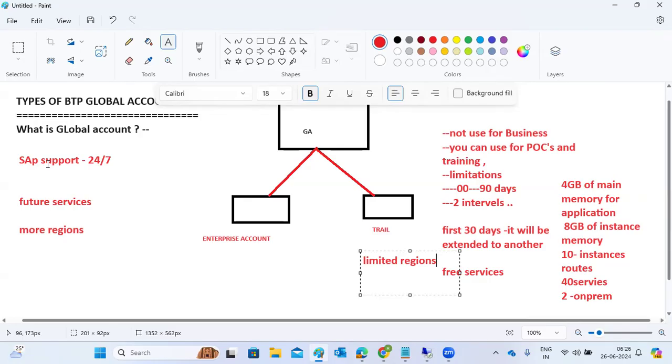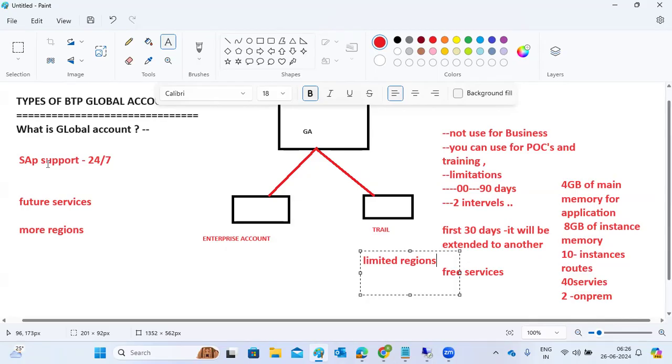There are many benefits to using the enterprise account, but normally we cannot get this enterprise account easily. Either through credit card authentication, or when we talk to SAP, SAP will provide this enterprise account based upon the organization, whether you are a partner or a customer of SAP. Only those accounts SAP will provide.